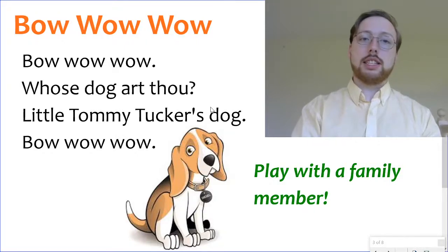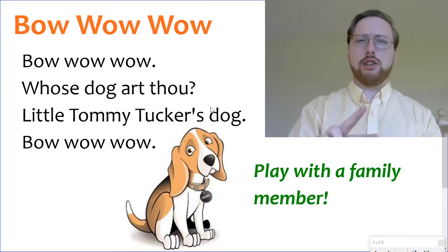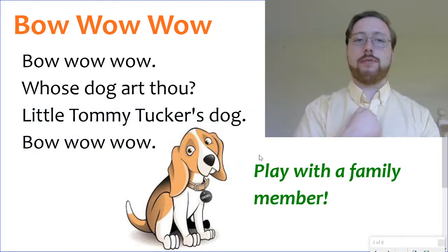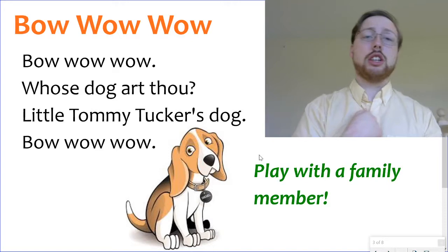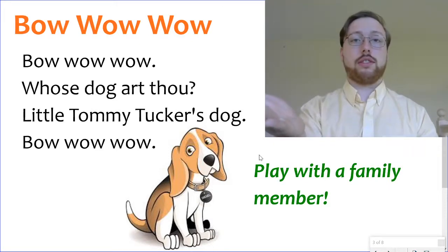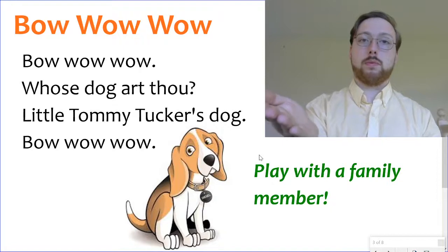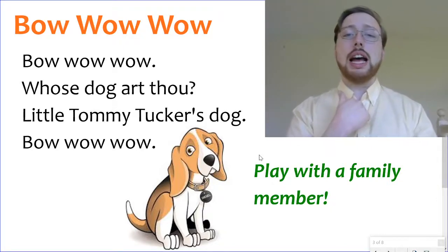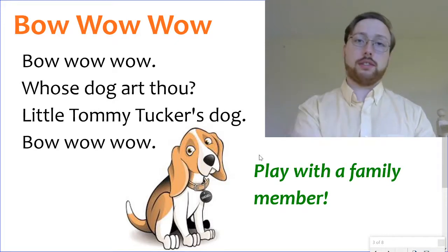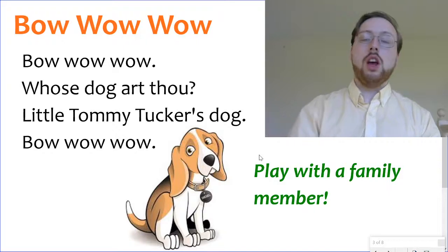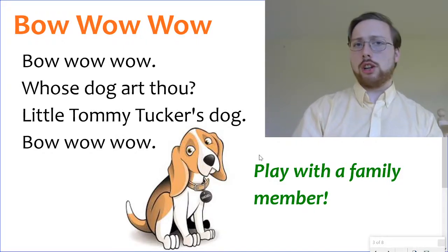Awesome. This time, let's try that second 2 lines. This 3rd and 4th lines. Ready? My turn first. Little Tommy Tucker's dog. Bow wow wow. Nice. Let's do it again. Little Tommy Tucker's dog. Bow wow wow. Awesome. Then we can try the whole song.